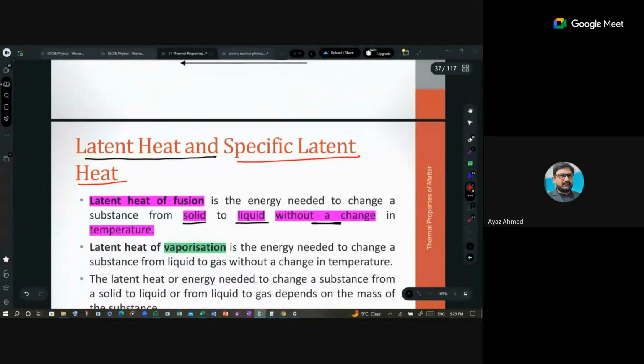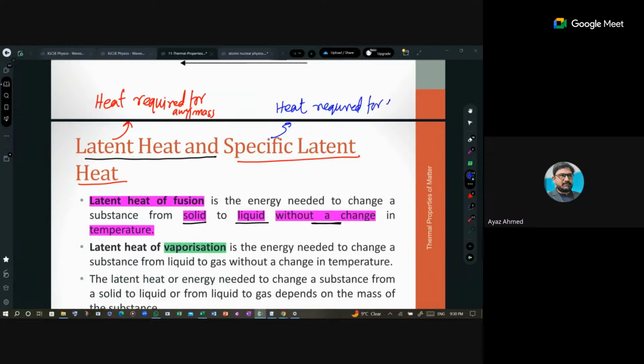Like heat capacity and specific heat capacity, latent heat is the heat required for any mass, and specific latent heat is the heat required for 1 kg. So for 1 kg mass, whatever heat you require to change the state is the specific latent heat, and latent heat is the amount of heat to change the state of any mass.